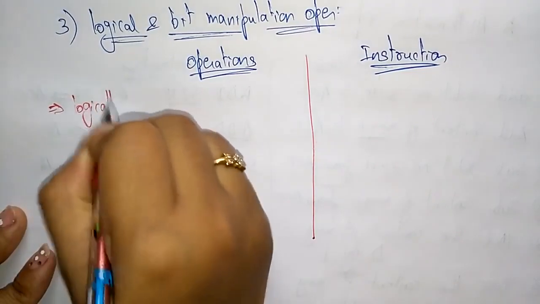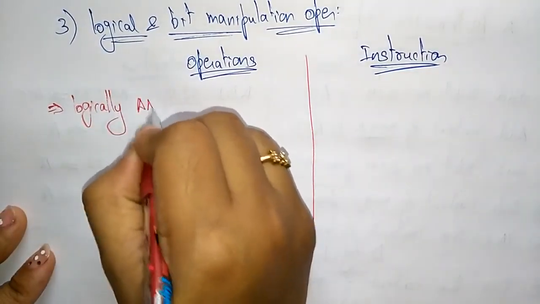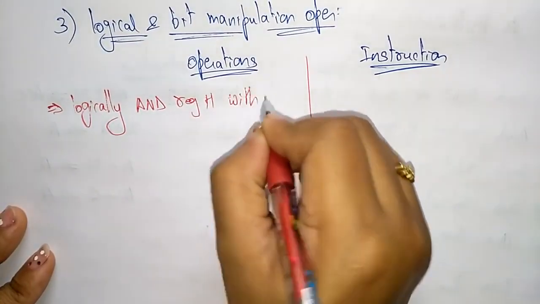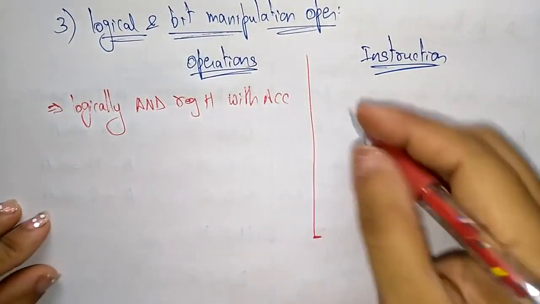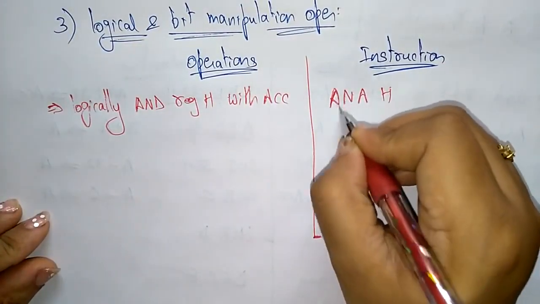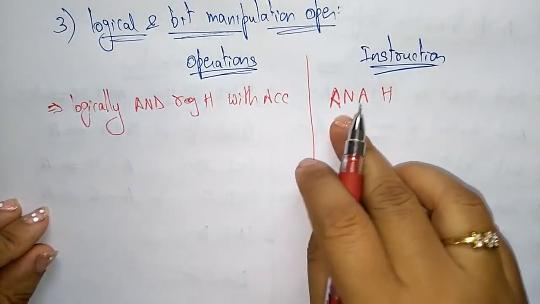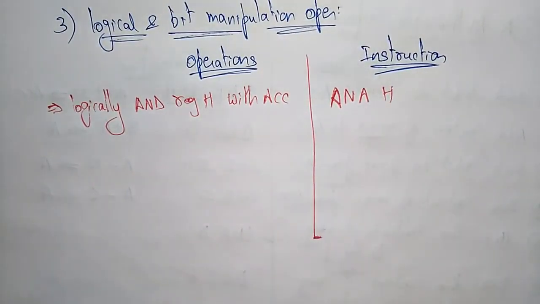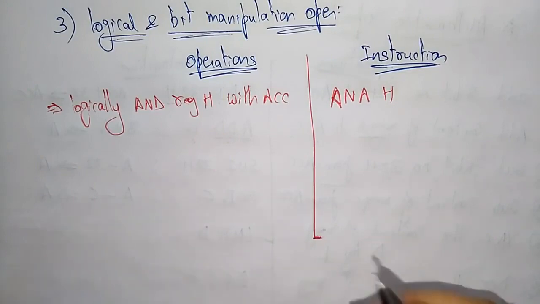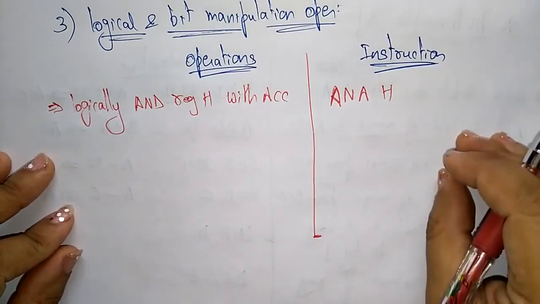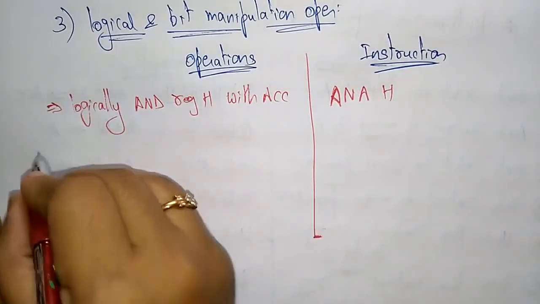If you want to perform the operation logical AND of register H with the accumulator, the instruction you have to write is ANA H. So ANA means logical AND operation has to be performed. These instructions are somewhat different when compared to the 8086 microprocessor. A slight difference will be there for the instructions present in 8085 when compared to 8086.